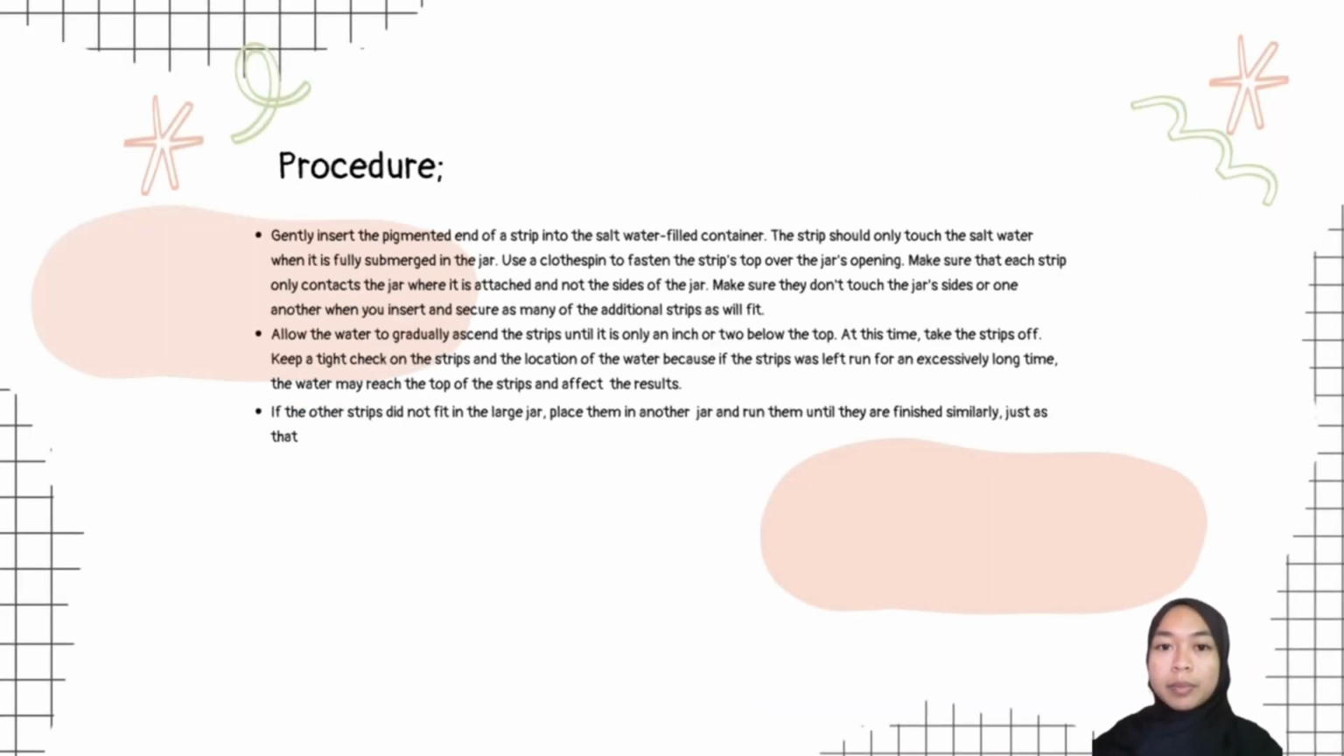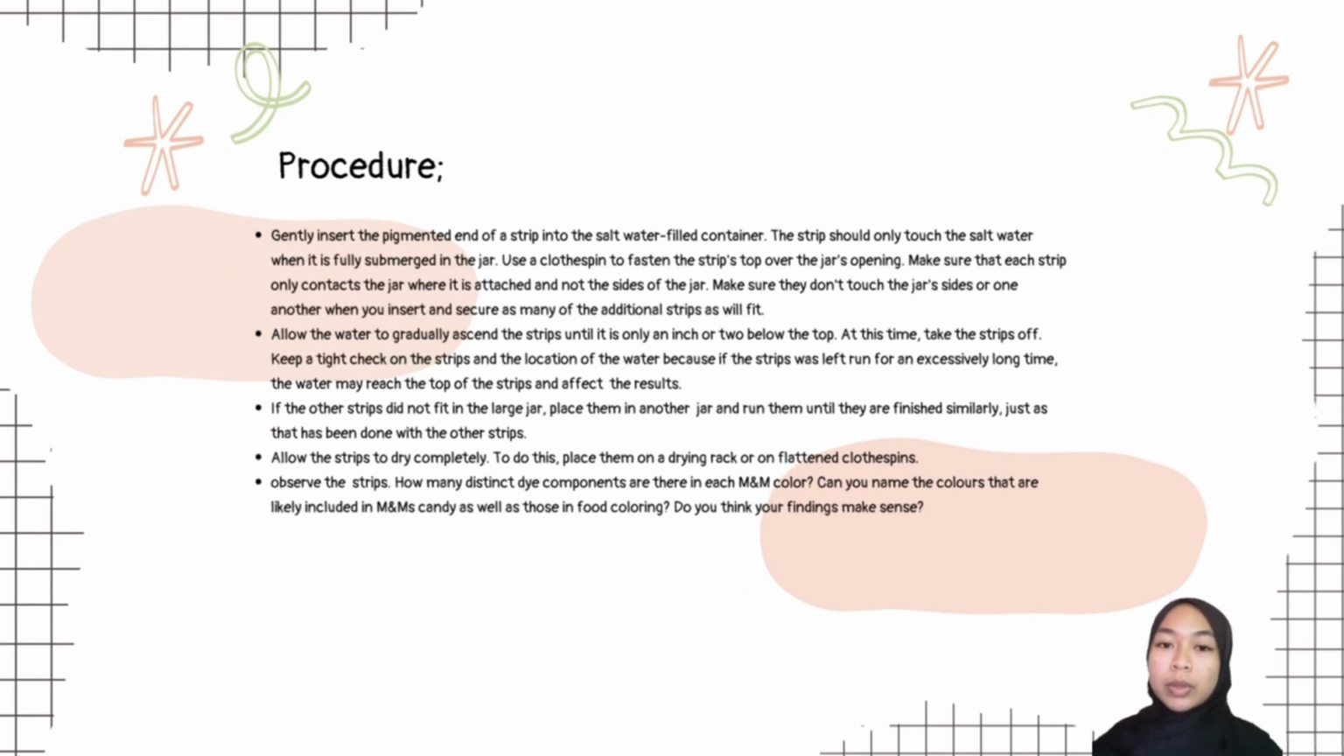Gently insert the pigmented end of a strip into the saltwater filled container. The strip should only touch the salt water when it is fully submerged in the jar. Use a clothespin to fasten the strip to the top of the jar's opening. Make sure that each strip only contacts the water and not the sides of the jar. Make sure they don't touch the jar side or one another when you insert and secure as many of the additional strips as will fit.